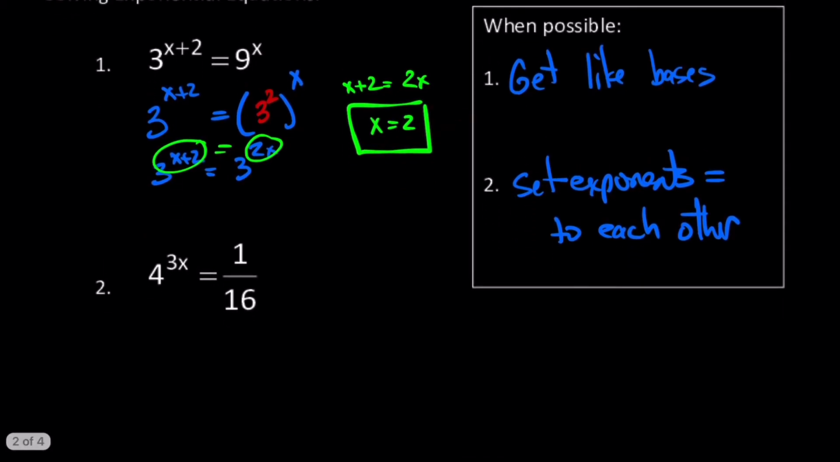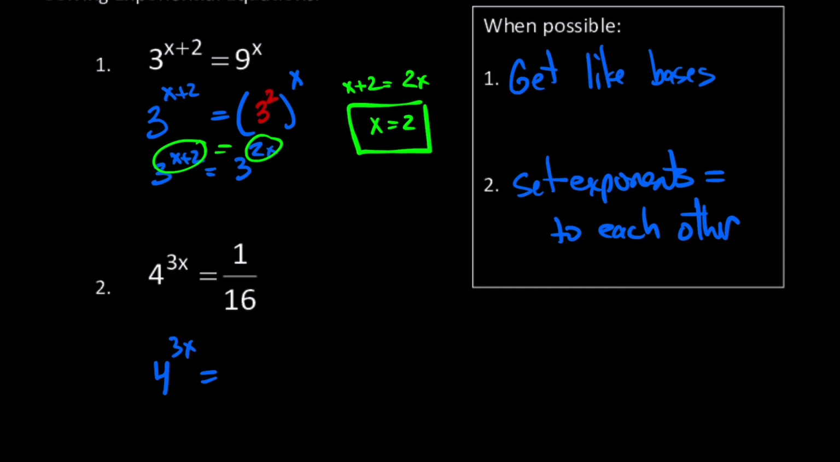Okay, number 2. I'm looking at the bases. I see a 4 here. I see a 16 there. You have two options, really. You could go 2. They're both in the 2 power family. But I think 4 might be a little bit easier because I don't have to change this whatsoever. So the left side will stay 4 to the 3x.